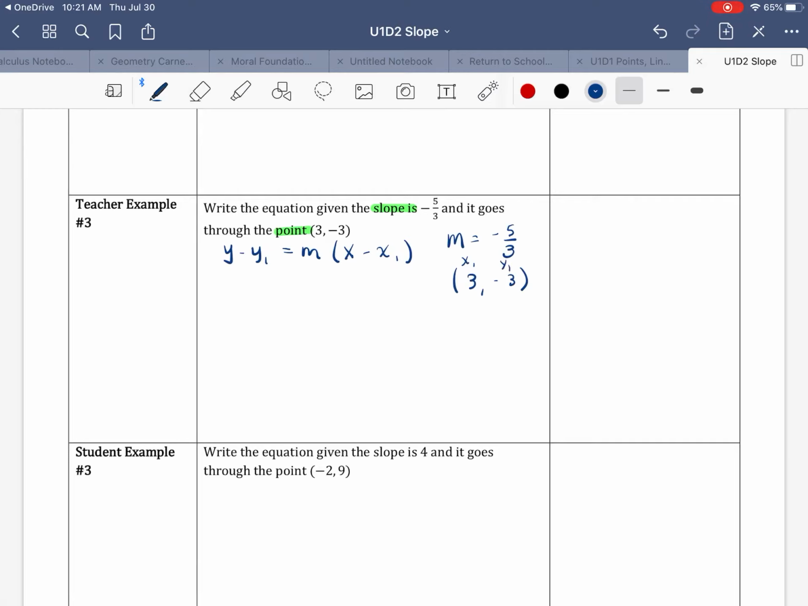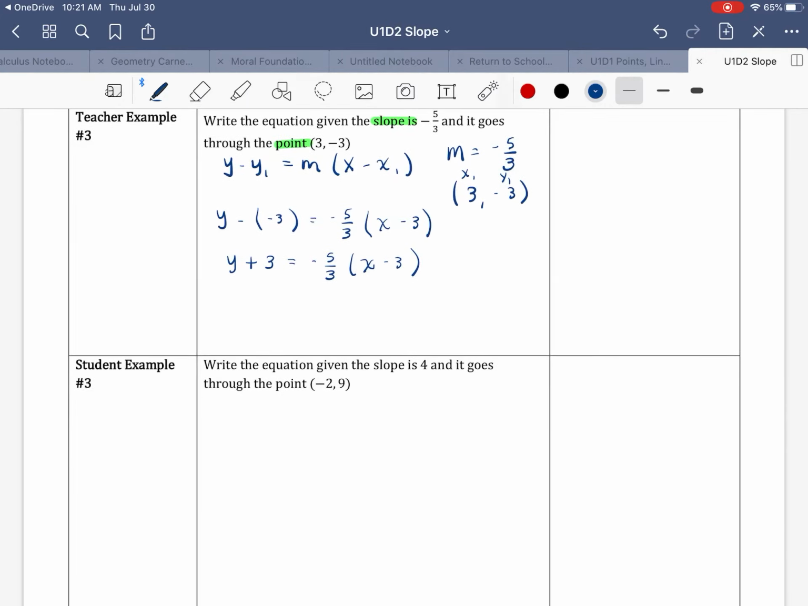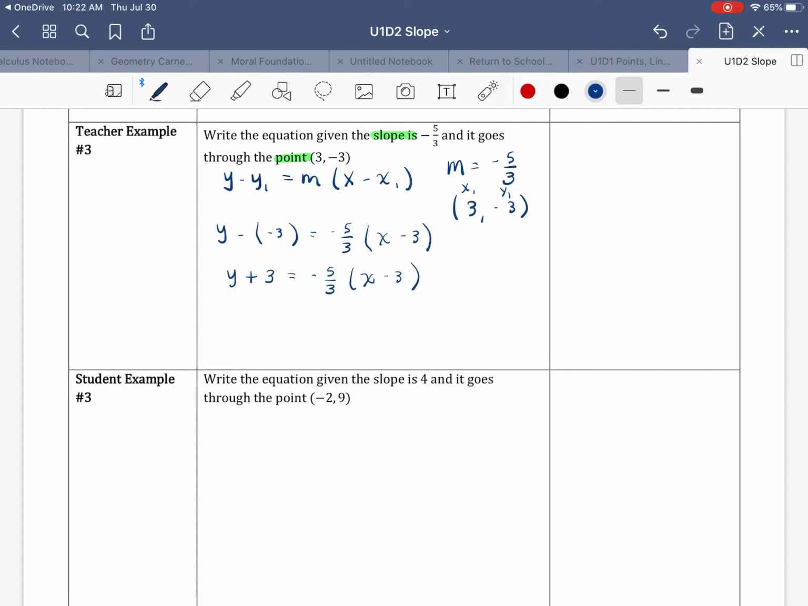All right, now we have those three values that we're going to plug into this equation. Y minus -3 equals -5/3 (x minus 3). We have a minus and negative here, which will turn it into a plus. Y plus 3 equals -5/3 (x minus 3). And that's it. That's our equation. So give your student example a try.